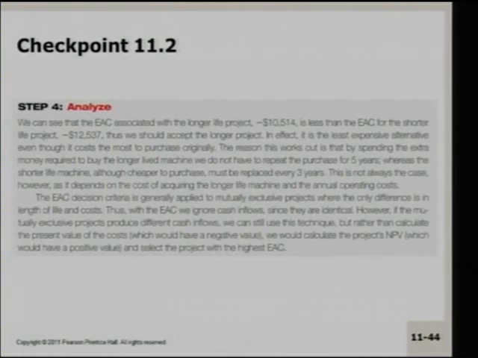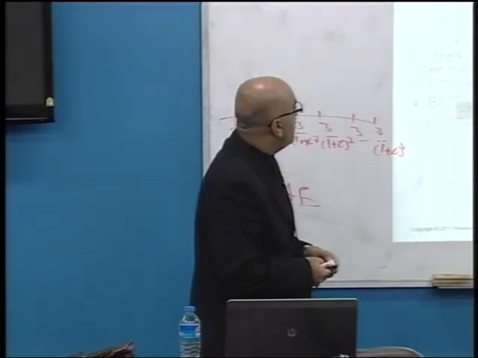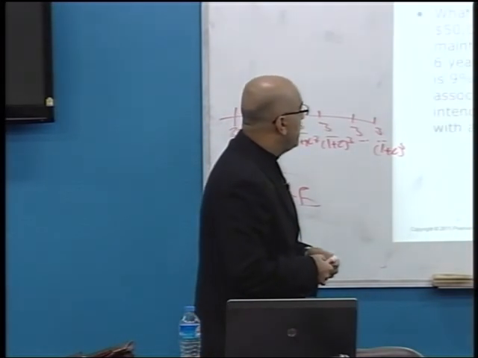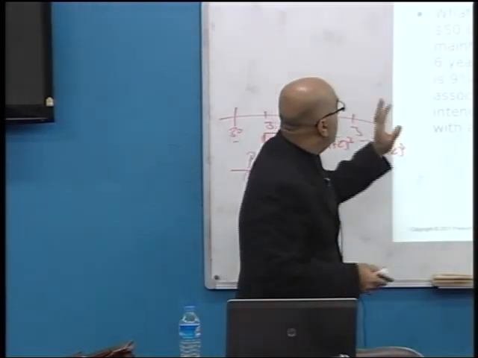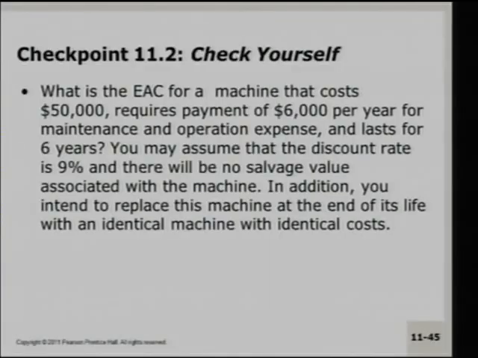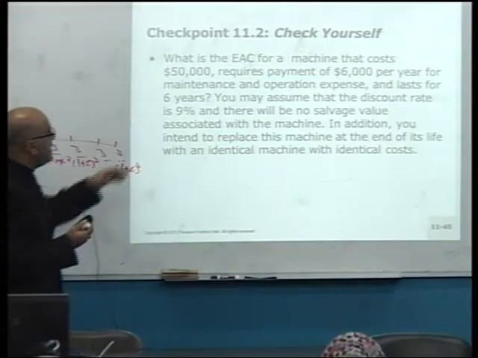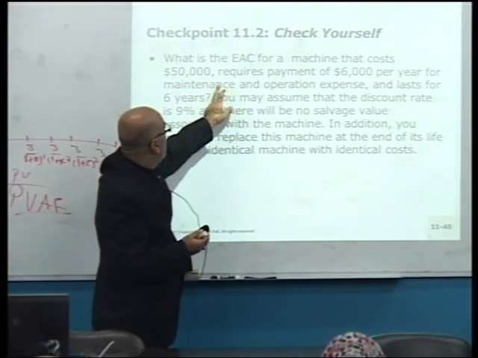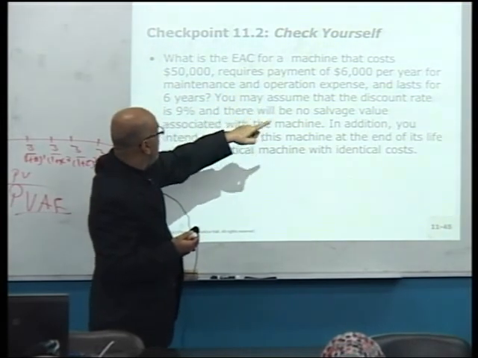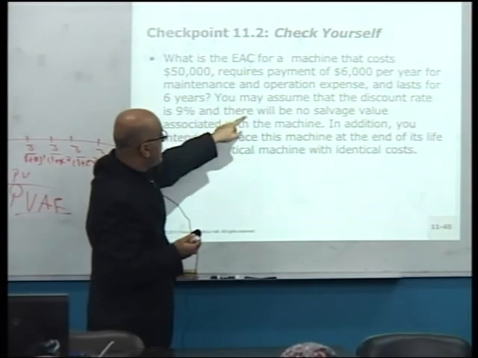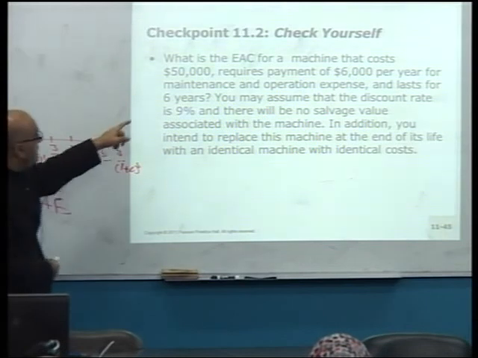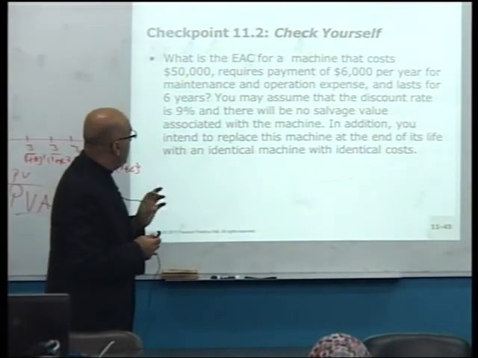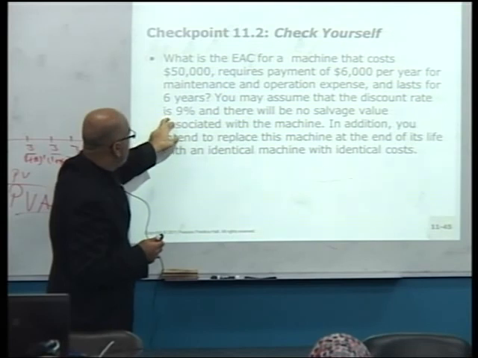Okay, take another example here. We have just 5 minutes. You can do this example by yourself; I'll just explain it to you. What is the equivalent annual cost for a machine that costs $50,000, requires payments of $6,000 per year for maintenance and operation expenses, and lasts for 6 years? So we have the streamline for 6 years here, and the initial investment is $50,000. And k is 9%.